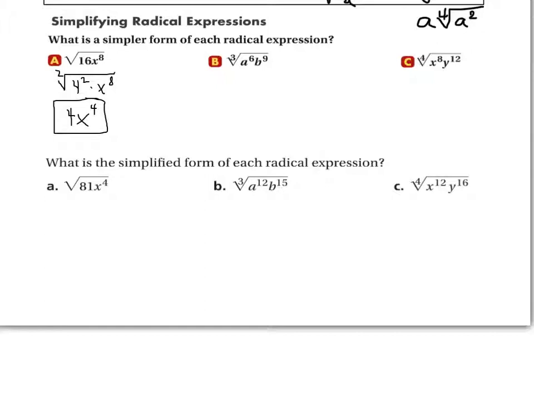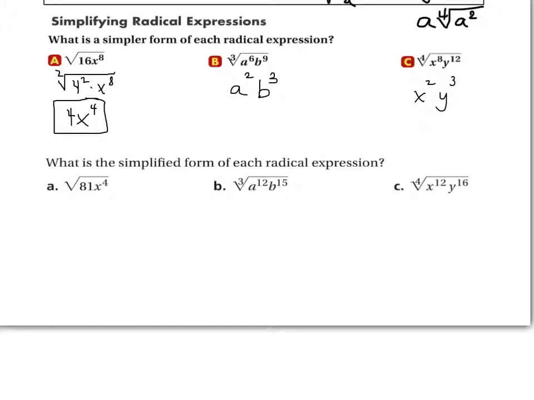Letter B here, I've got variables. Again, I'm going to take 6 divided by 3. I get 2 left over, so I have a squared. I take 9 divided by 3, that's 3, so I have b cubed left over, and you'll notice my root's gone. I used my root to simplify that expression. In example C, I take 8 divided by 4, I get 2 left over. I take 12 divided by 4, and I get 3 left over.